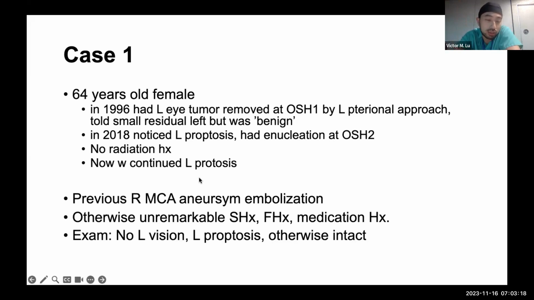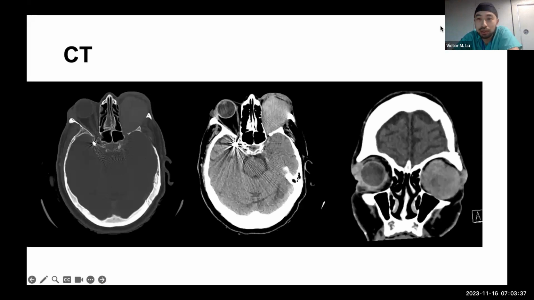She had other surgical history. She had a previous aneurysm embolized. That's not particularly pertinent to the current presentation, and otherwise unremarkable history. On her neurologic exam, she truly only has this left proptosis. She has no left vision as expected. And so Long, she comes to you with this imaging here.